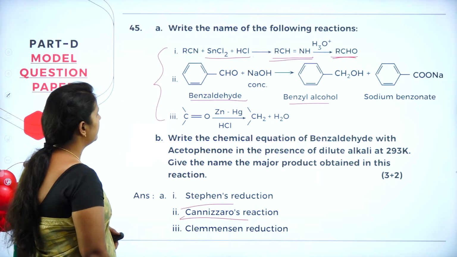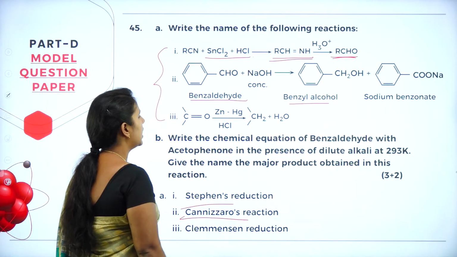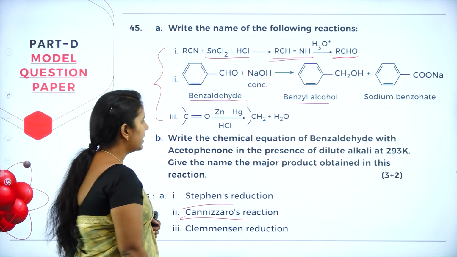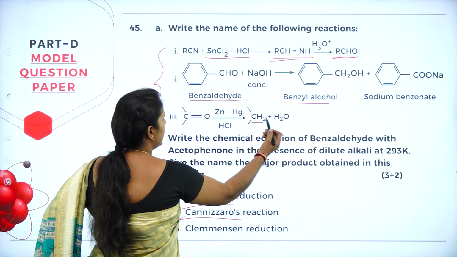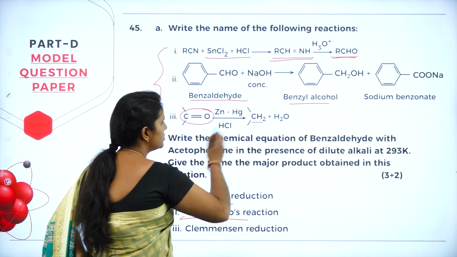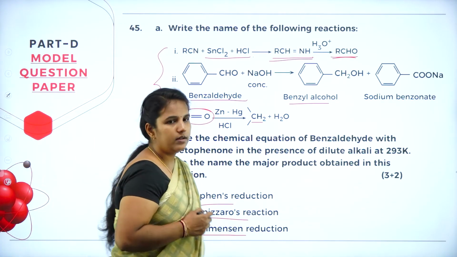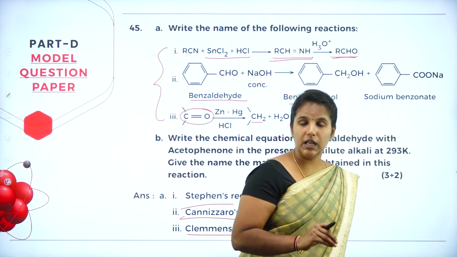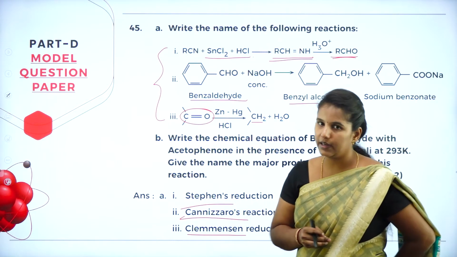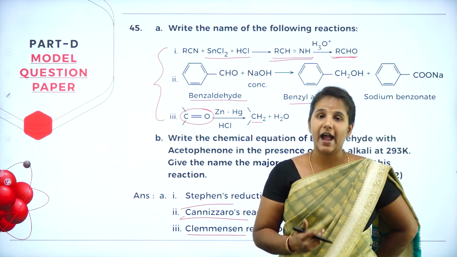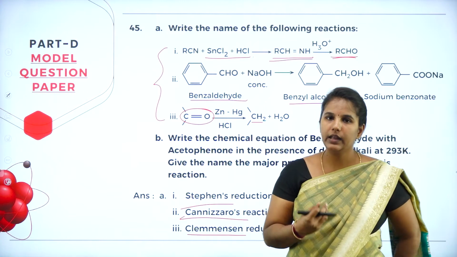Coming into the third one, that is a carbonyl group, which is allowed to react with Zn-Hg and HCl. This group will be reduced to CH2 and water. Again, this is a Clemmensen reduction reaction. So, named reactions can also be asked in organic chemistry. You must have an idea about all the important reactions which come under organic chemistry.